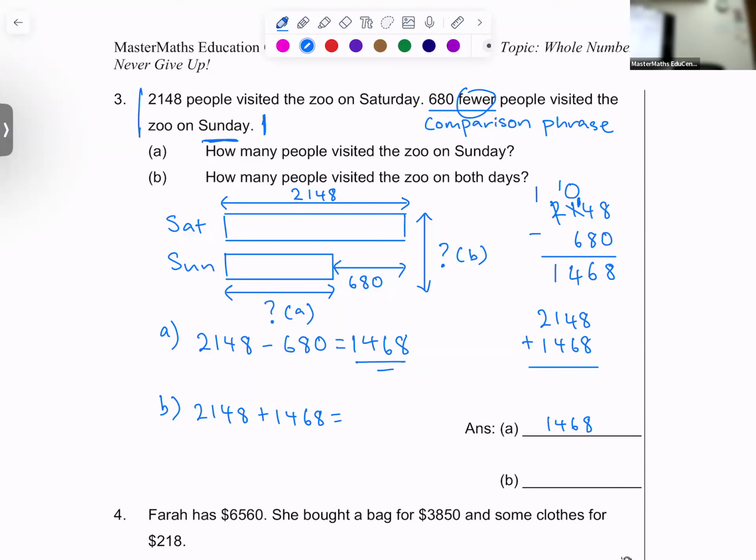Okay, nice. Elvira, what's the answer? Very good. Okay, 3,616. So don't forget, always start from our ones place. 8 plus 8 is 16. Now don't forget to count what we carried over. 1 plus 4 is 5. 5 plus 6 is 11. So put a 1 here first and carry over the tens place. 1 plus 1 plus 4 is 6. 2 plus 1 is 3. So that's how we get 3,616. This is the number of people who went all together.